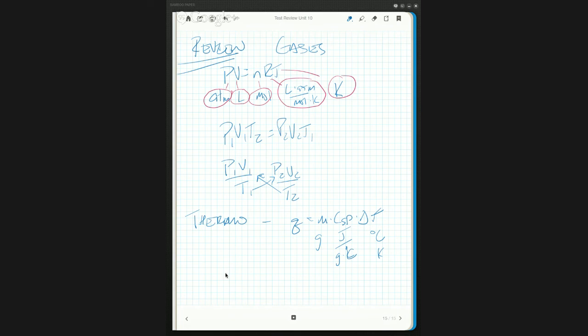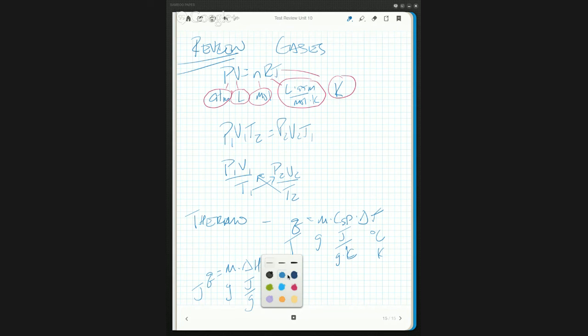Okay. And then the other one you need to pay attention to is Q equals m times delta H. And that's just mass, again, which is grams. And the delta H is in joules per gram. So the grams cancel out, leaving you with joules. Q is always in joules.